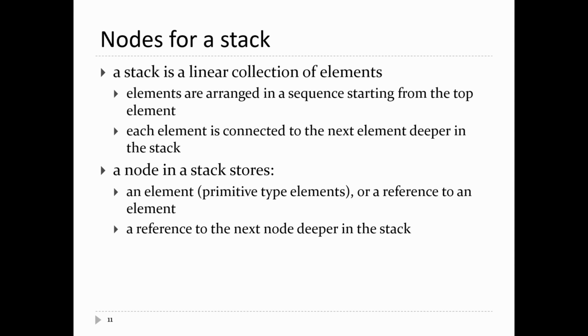Now for a stack, we have what's called a linear collection. So it's one element followed by another element, followed by another element, and so on. Trees and graphs are nonlinear data structures. So in a stack, we have a sequence starting at the top element. Every element is connected to the next element deeper in the stack. So a node for a stack would store either an element or a reference to an element, and then it stores a reference to the next node in the stack.